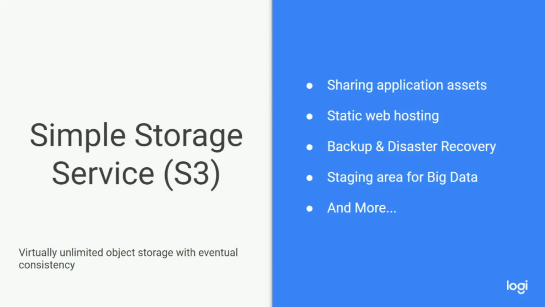The next core AWS service is the Simple Storage Service. This is another storage service, kind of like EBS, but the reason it's different is because it's not tied to a particular instance of EC2. This is just virtually unlimited object storage with eventual consistency. So think of it as external to your EC2 instances.